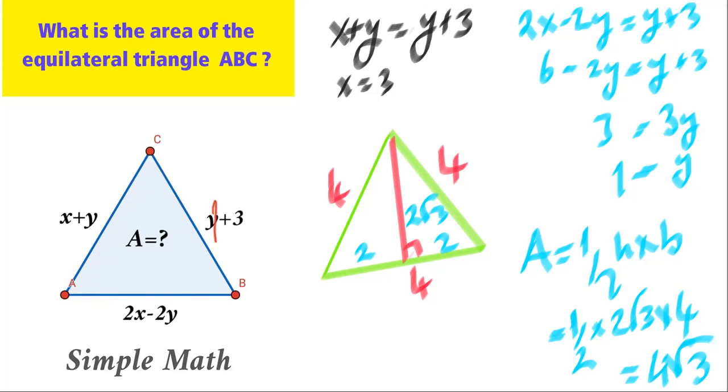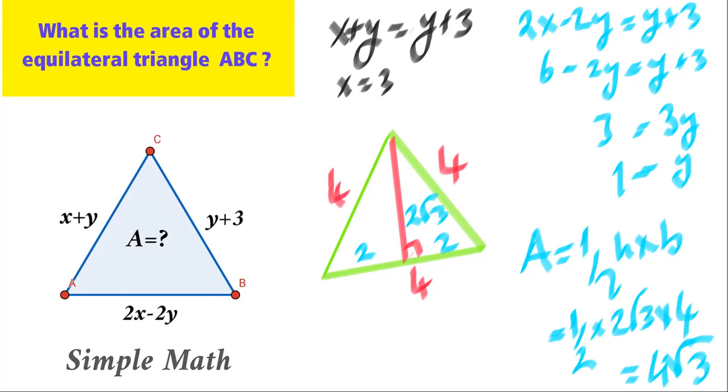So you can check. If you write 1, 1 plus 3, 4. This is 2, this is 1. So again, x is 3, y is 1, and again we got 4. So all the side lengths are 4. So we have this equilateral triangle with all sides 4.